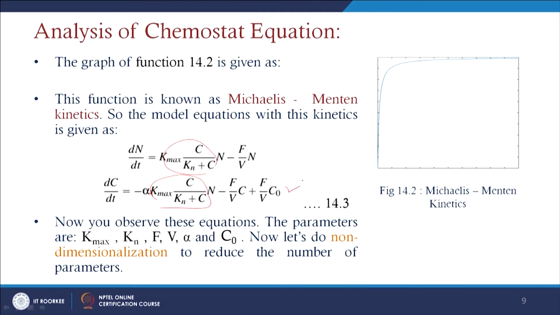Now, if you observe these equations, the parameters are k max here, then kn here, then f is present, then v is present, alpha is present, and kn is also present there. So, two more times we have written kn here. So, k max, then f, v, alpha and kn.